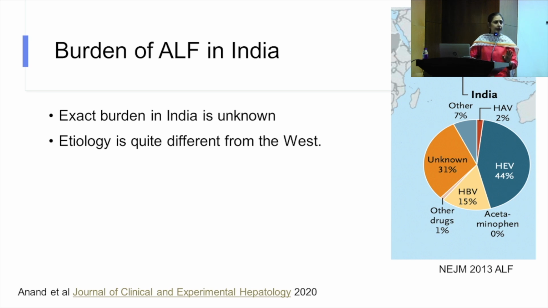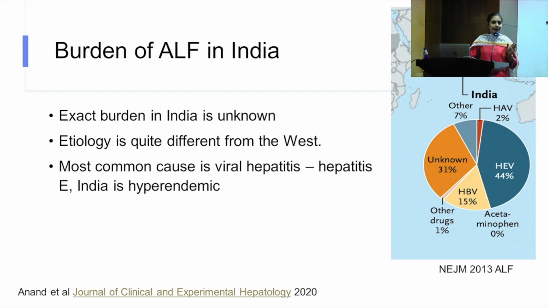The etiology is quite different from the West. When you Google what is the commonest cause of acute liver failure, what highlights in the search is paracetamol, but that's not so in India. It's quite different. It's not paracetamol that is the primary cause in India. It is viral hepatitis. Viral hepatitis is the most common cause in India, especially hepatitis E. India is actually hyperendemic. This is from the 2020 article that was published. There is very limited literature on the common causes of ALF in India.